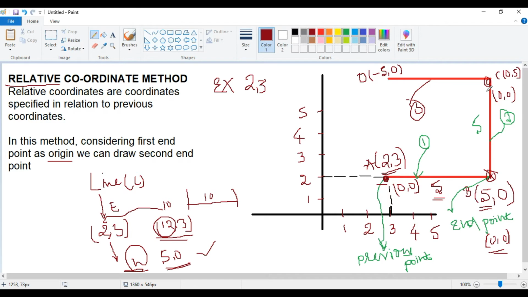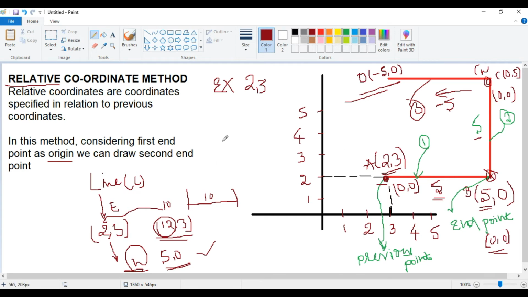If I want to draw this line, what I need to do is increment by 5 units. That means I need to write 0 comma 5 with the at-the-rate symbol. So again, if I want to plot this third line, then this is my previous point. Again, it will become 0 comma 0, and I was moving in the X direction in reverse, right? So for that reason, I need to write the minus symbol.